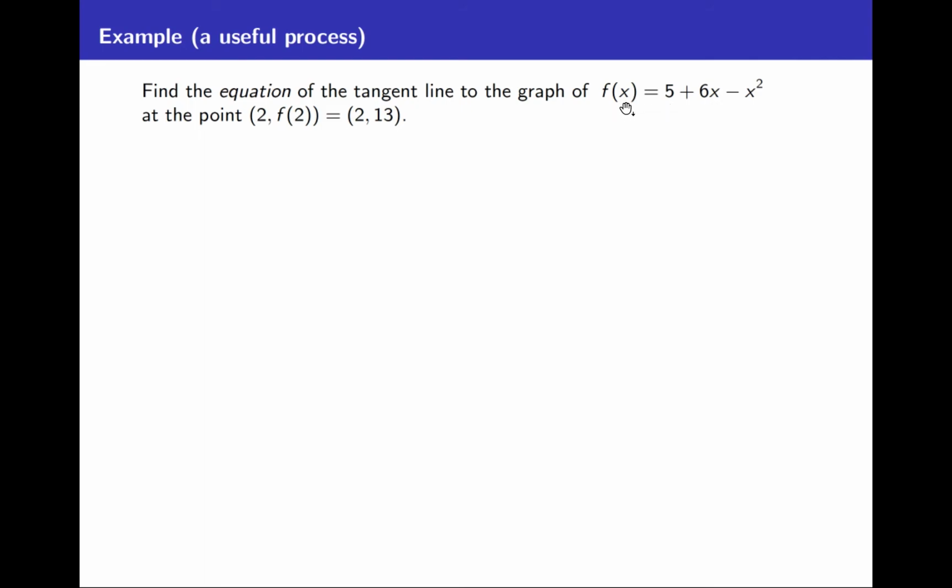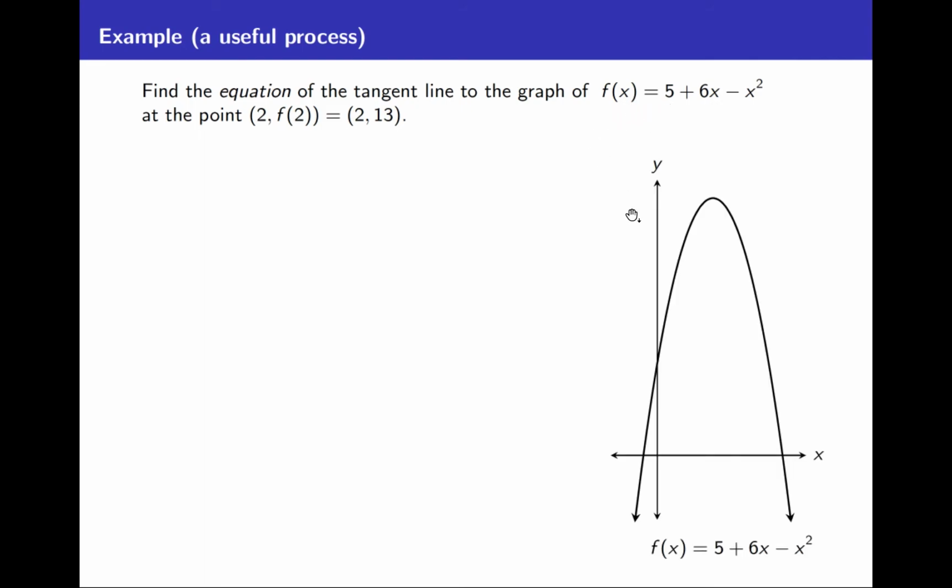Well, first of all, think of the graph of our function f of x. If you graphed it carefully, it would look something like this. It's a parabola that opens down because you have the negative x squared term. And if you plug in 2 to this function, you get f of 2 is 5 plus 6 times 2 minus 2 squared. That's 13. And there's a tangent line to the graph at this point, drawn in red, and we're trying to find its equation, y equals mx plus b.